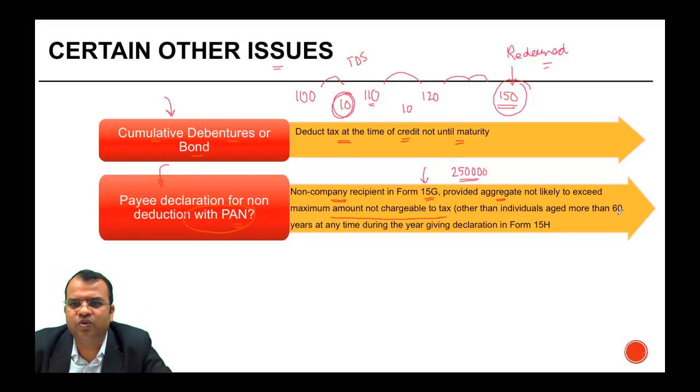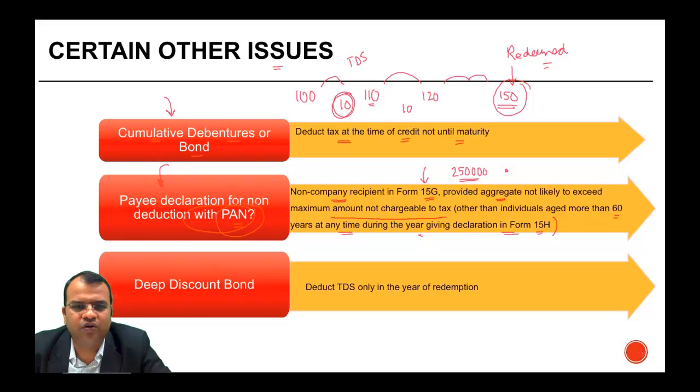However, for individuals who are aged more than 60 at any time during the year and who have given a declaration in Form 15H, these provisions will not apply, provided they give their PAN number, right? So the assumption is that all these people who want to claim this exemption have given their PAN. Deep discount bond. In case of deep discount bond, unlike the cumulative debentures, TDS is deducted only in the year of redemption. So I told you in case of cumulative debentures, it has to be at the time of credit, but in deep discount bond, it has to be in the year of redemption.